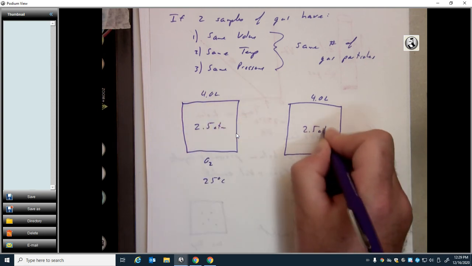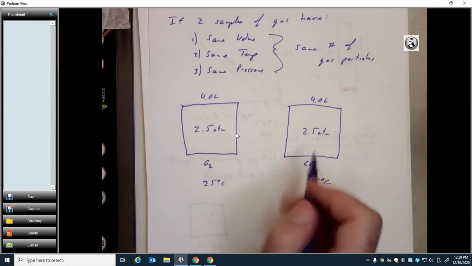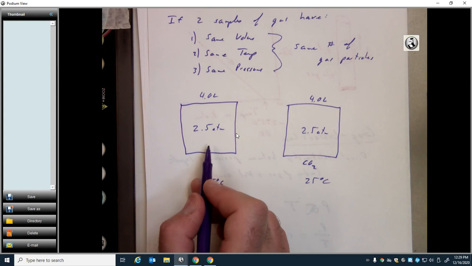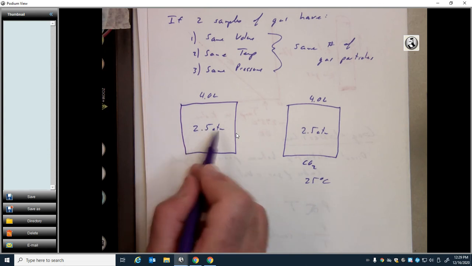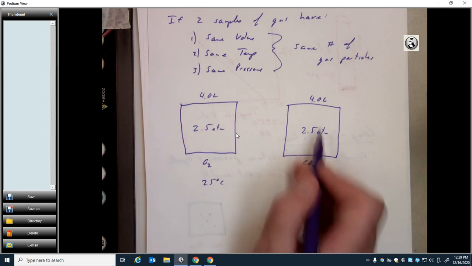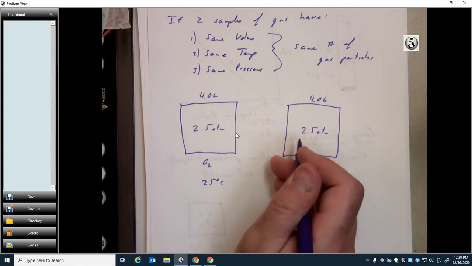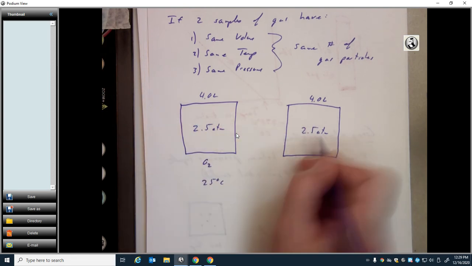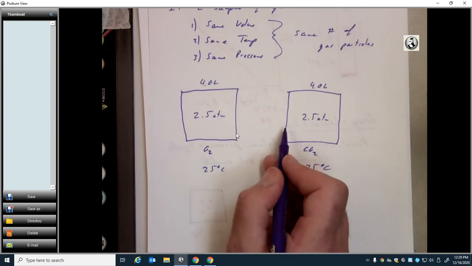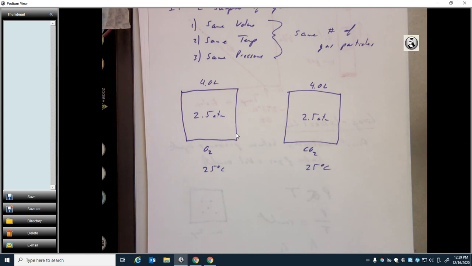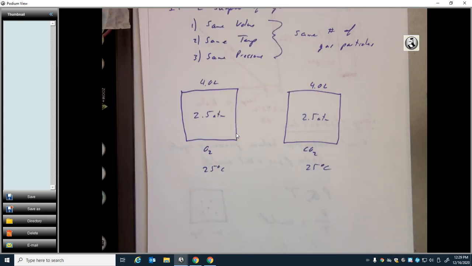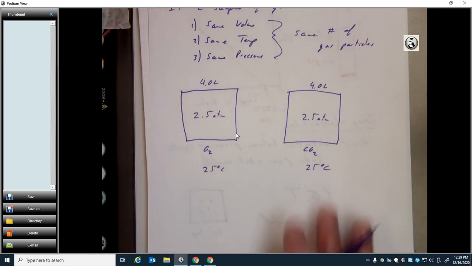Well, if they are moving in the same space, they're moving at the same speed, and they're producing the same pressure, they're going to have the same number of collisions happening on both sides. Well, if we know that's true, they're having the same number of collisions, that means they have to have the same number of gas particles inside. Okay, and that's Avogadro's principle. Now, he also said this.